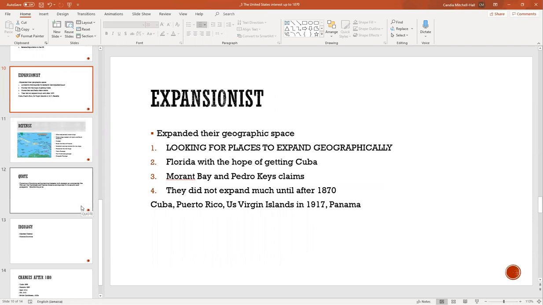Next, ladies, another reason why the United States was very, very interested in the Caribbean was that they wanted to expand their geographic space. So they were looking for places to expand geographically. So the first thing they did was to get Florida. And they said Florida belonged to Spain. Next, I want Cuba. Next, I want Moran Keys. Next, I want Pedro Keys.